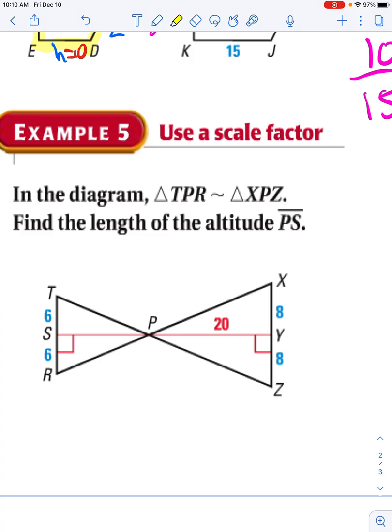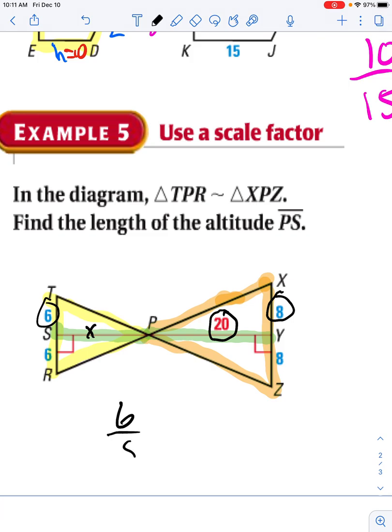Last one, okay. Triangle TPR is similar to triangle XPZ. Find the length of the altitude PS. Okay, so again, all of the sides are going to be similar. So if this one is going to be similar to over here, PY is going to be similar to PS. So what I need to use, again, use what we know. We've got this side here is 8. We've got this side here is 6. We've got this side here is 20, and we can call this X.